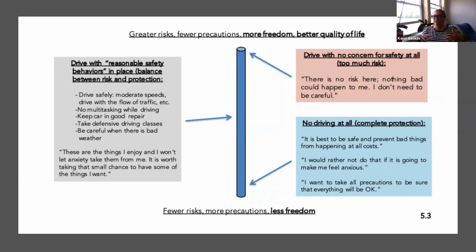And we can look at those around any kind of circumstance in our lives. There are things that I enjoy, and I won't let anxiety take them from me. It is worth taking that small chance to have some of the things that I want. So if you think about this, say in a social setting, I want to spend time with my friends. Perhaps you have social anxiety. But I'm not going to allow anxiety to take it away from me, and so on. So looking at this example, which is a very concrete example, going for a drive, you can see how this translates into other experiences in our lives. And most people really do try to find that balance between risk and protection.